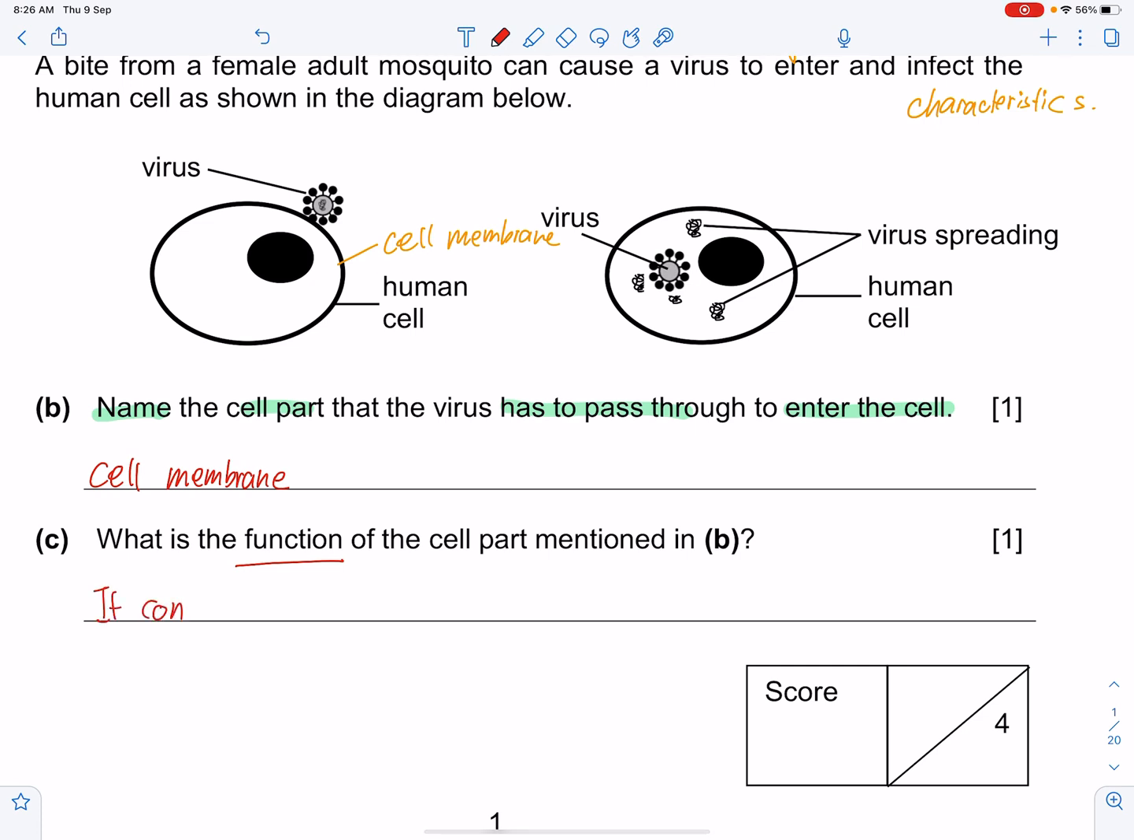Okay, so how does it look like? It controls the movement of substances entering and leaving the cell.